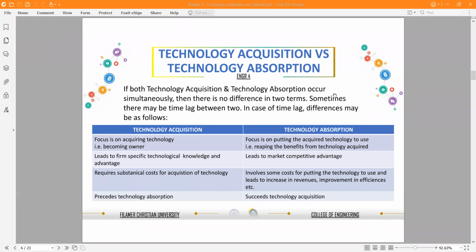Okay, so sa acquisition, you have your technological knowledge and advantage. While dito sa absorption, you have a market competitive advantage. What else? So it requires substantial cost for acquisition of technology. And for absorption, it involves some cost for putting the technology to use and leads to increase in revenues, improvement in efficiencies, and etc.